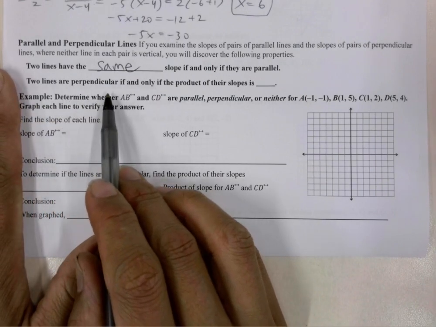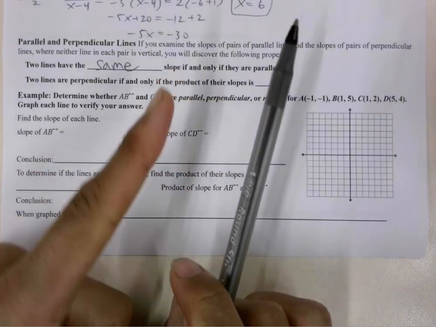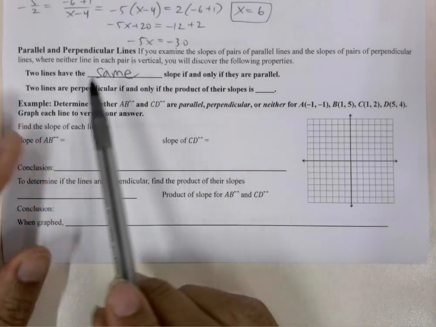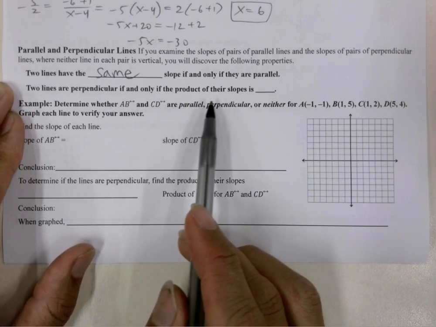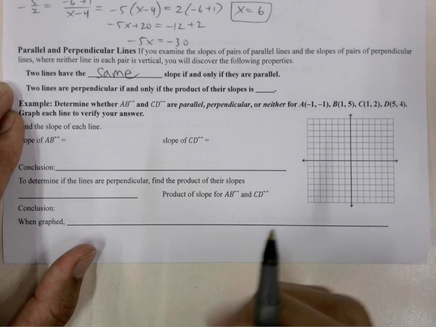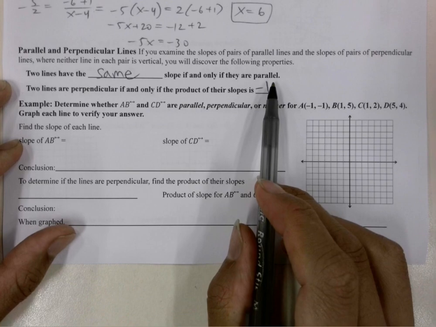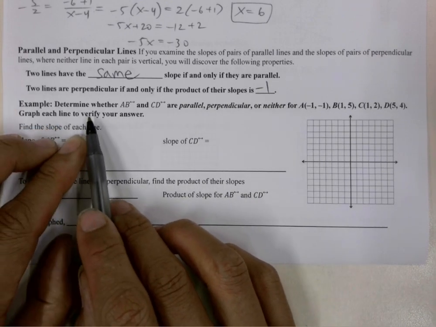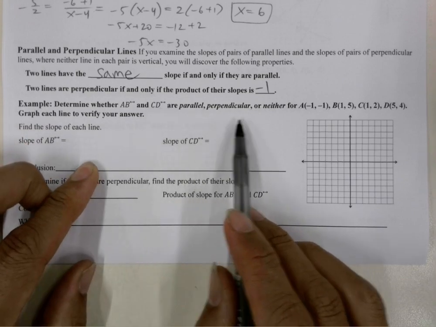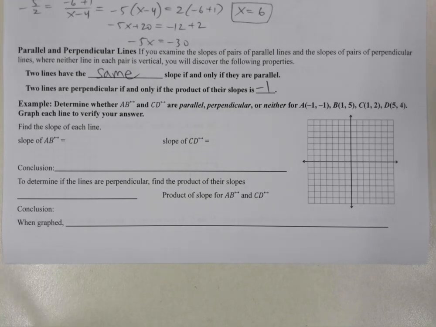Two lines are perpendicular, meaning they do that. Right? Parallel is they do that. Perpendicular is they do that. So two lines are perpendicular if and only if the product of their slopes is negative 1. So we're going to determine whether line AB and line CD are parallel, perpendicular, or neither for these points. Right? So how can we get started?